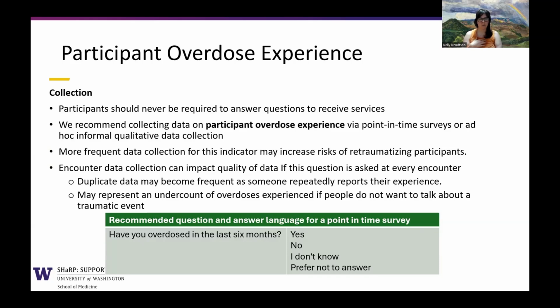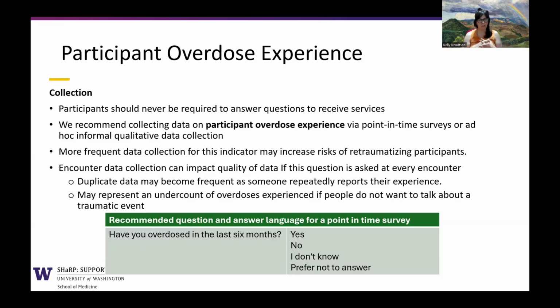And from our experience, most folks are currently collecting data like this via an encounter form. We recommend a point-in-time survey for two main reasons. First, when you're asking in an encounter form, it can be intense for participants to get asked about a sensitive and potentially traumatizing topic at every visit. And then second, from a data quality standpoint, it's pretty complicated.